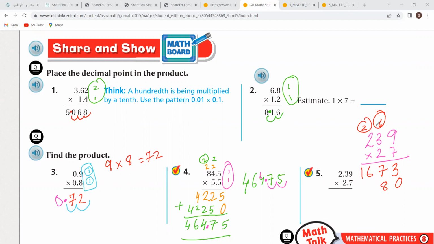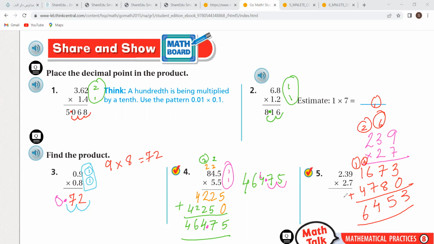7 times 2, 14, plus 2, 16. Equals 17. 2 times 9, 18. 2 times 3, 6, plus 1, 7. 2 times 2, 4. And then add it, and then 3, and then 15, and then it's 14, okay. And then I got a big answer. And tell me, where do I put a decimal point?